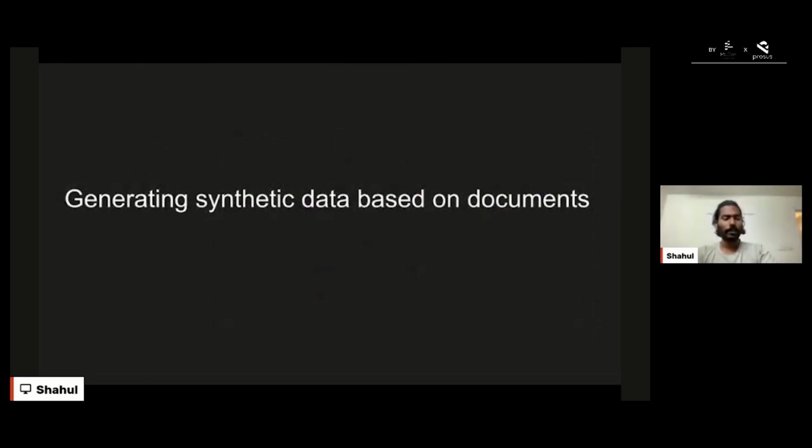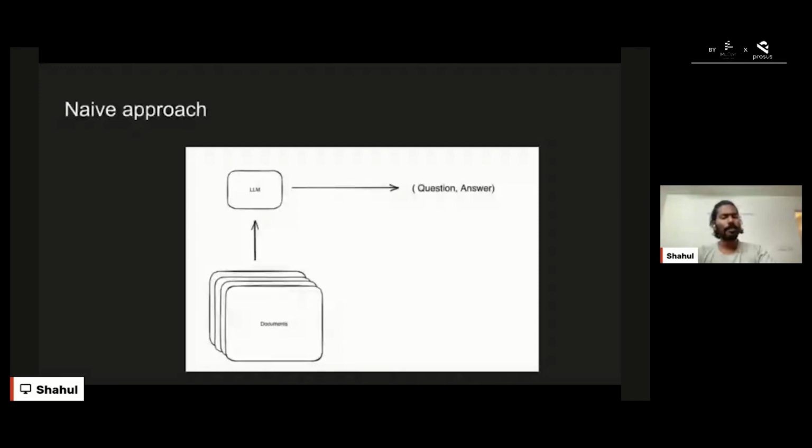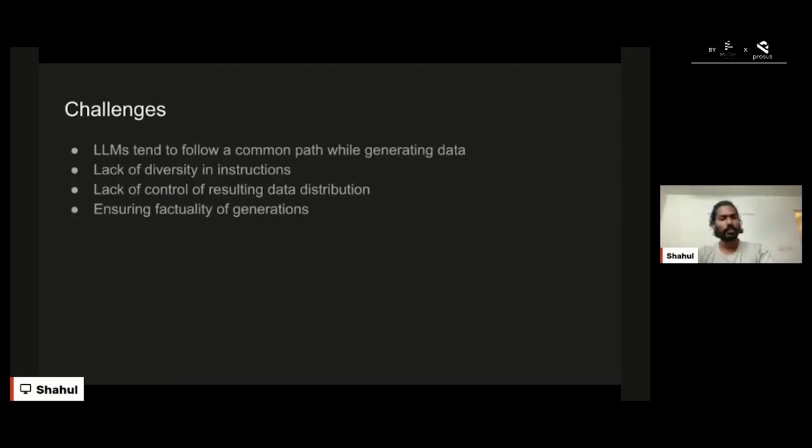So let's look at generating synthetic data based on documents. This can be done using a very naive approach, where you have a set of documents and you feed them into an LLM to generate a question and answer. This is very simple, but it's a naive approach with a lot of pitfalls, and I will discuss some of the challenges of this approach here.